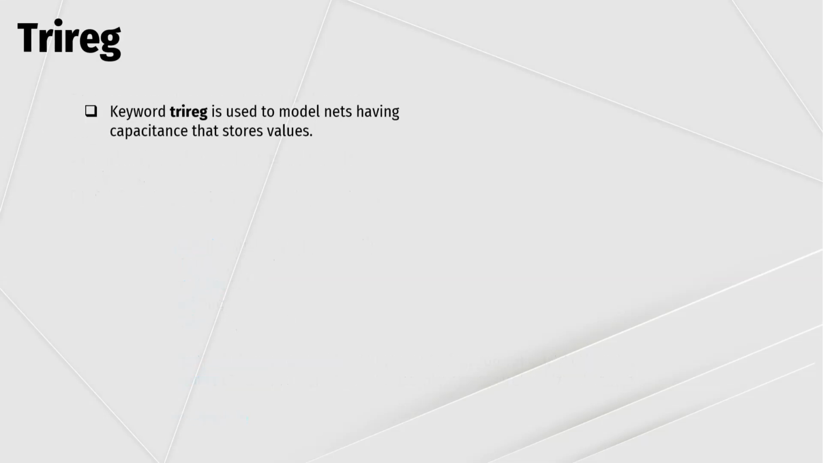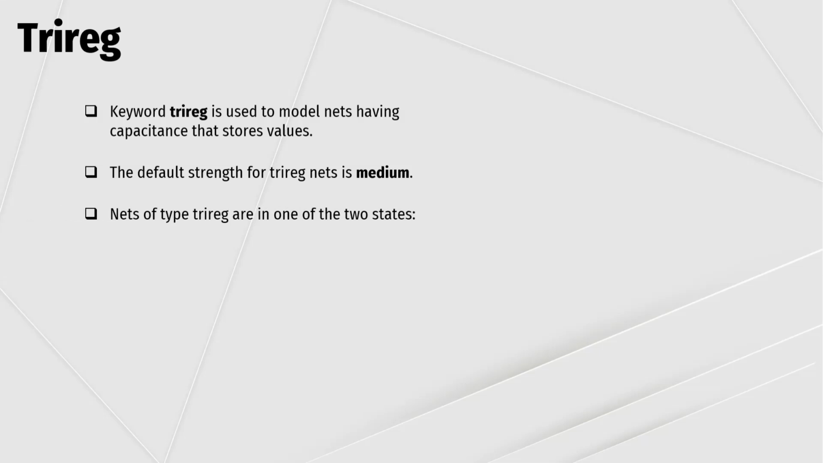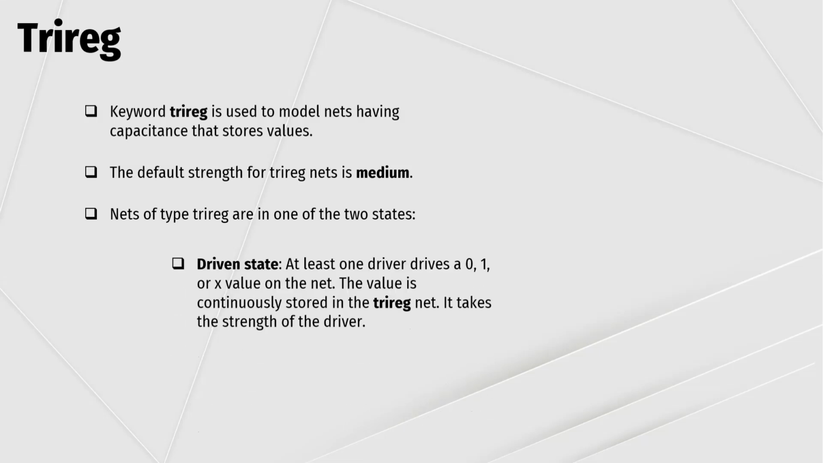The keyword trireg is used to model nets that have capacitance and can store values. The default strength for trireg nets is medium. Nets of type trireg can be in one of two states. First, we have the driven state. In this state, at least one driver is driving a 0, 1 or x value on the net. The value is continuously stored in the trireg net and takes the strength of the driver.